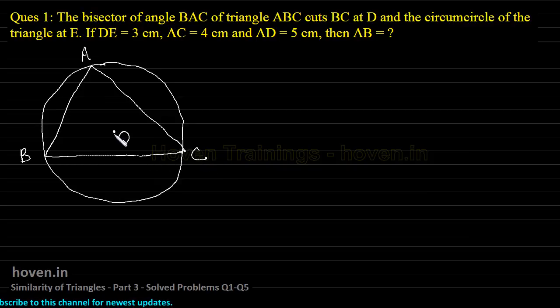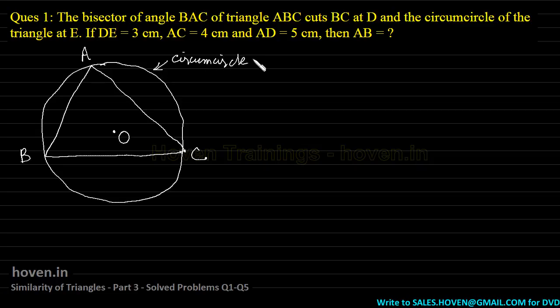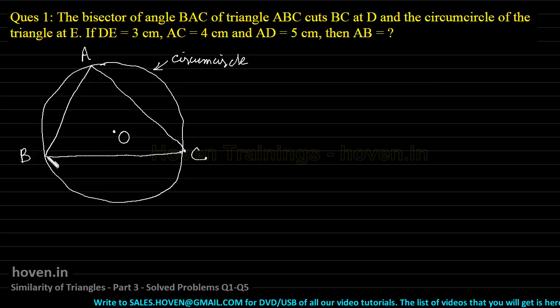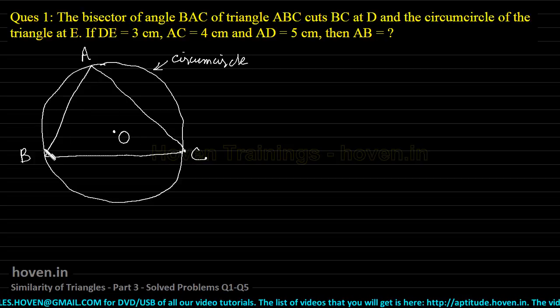This O is the circumcenter of the triangle ABC, and as we already know, the circle called the circumcircle completely encloses the given triangle. And one property of the circumcenter is that it is equidistant from A, equidistant from B, and from C. Obviously, it will be equidistant because A, B, C are the vertices of the triangle that are lying on the circumcircle, and these are the three radii which have to be equal.